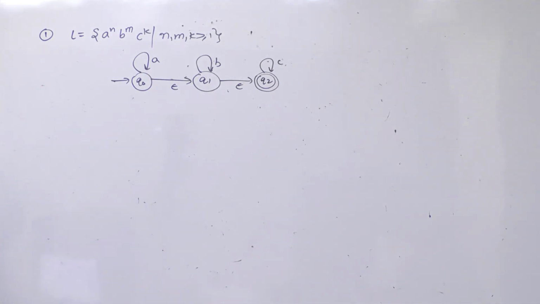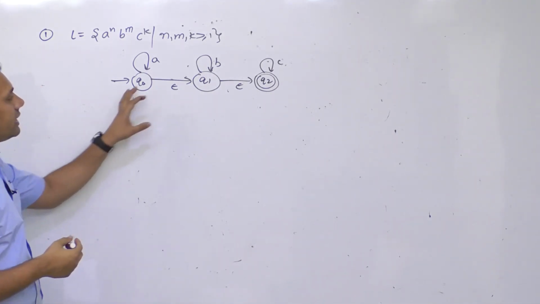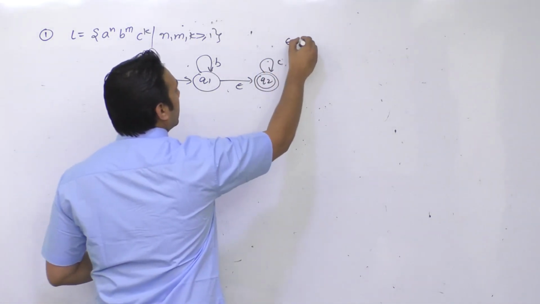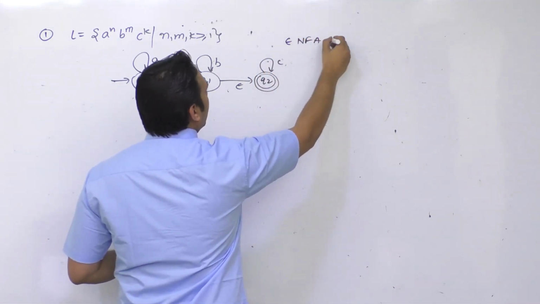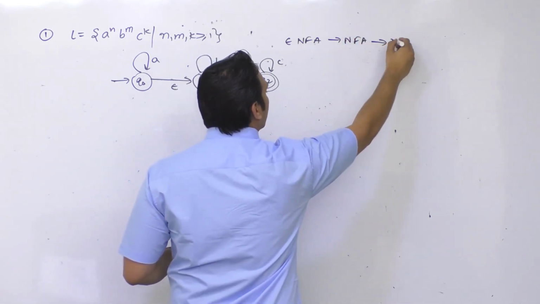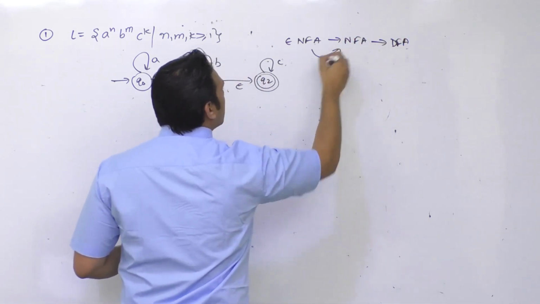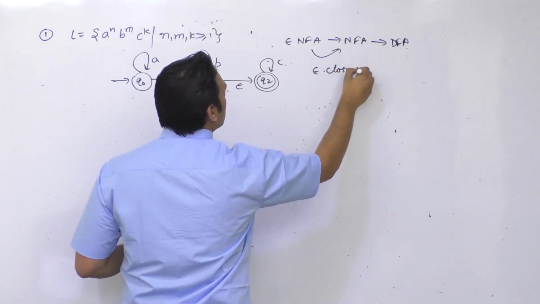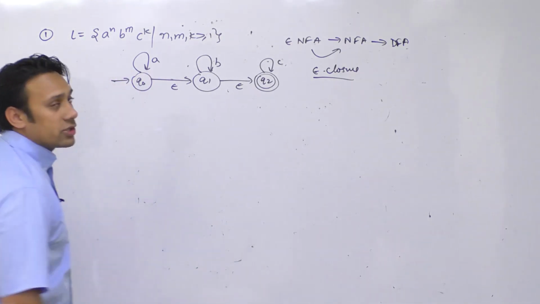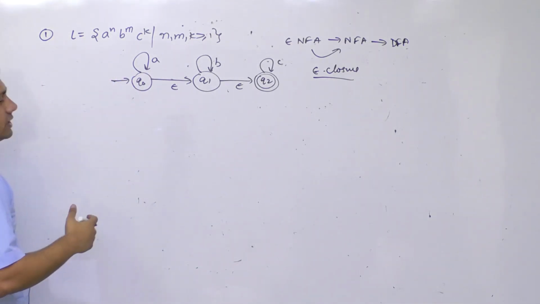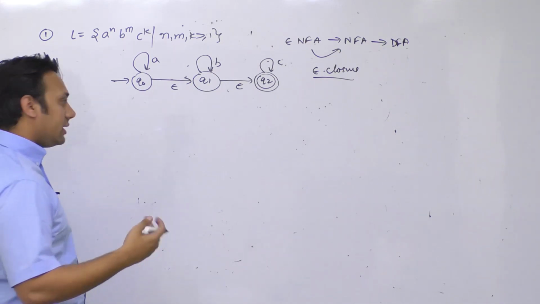Okay. So before I convert this epsilon NFA to an NFA, and then convert this NFA to a DFA, we need to learn something called epsilon closure. So first of all, let us try and find out what exactly the epsilon closure is. Epsilon closure होता क्या है, and we will try and identify that.